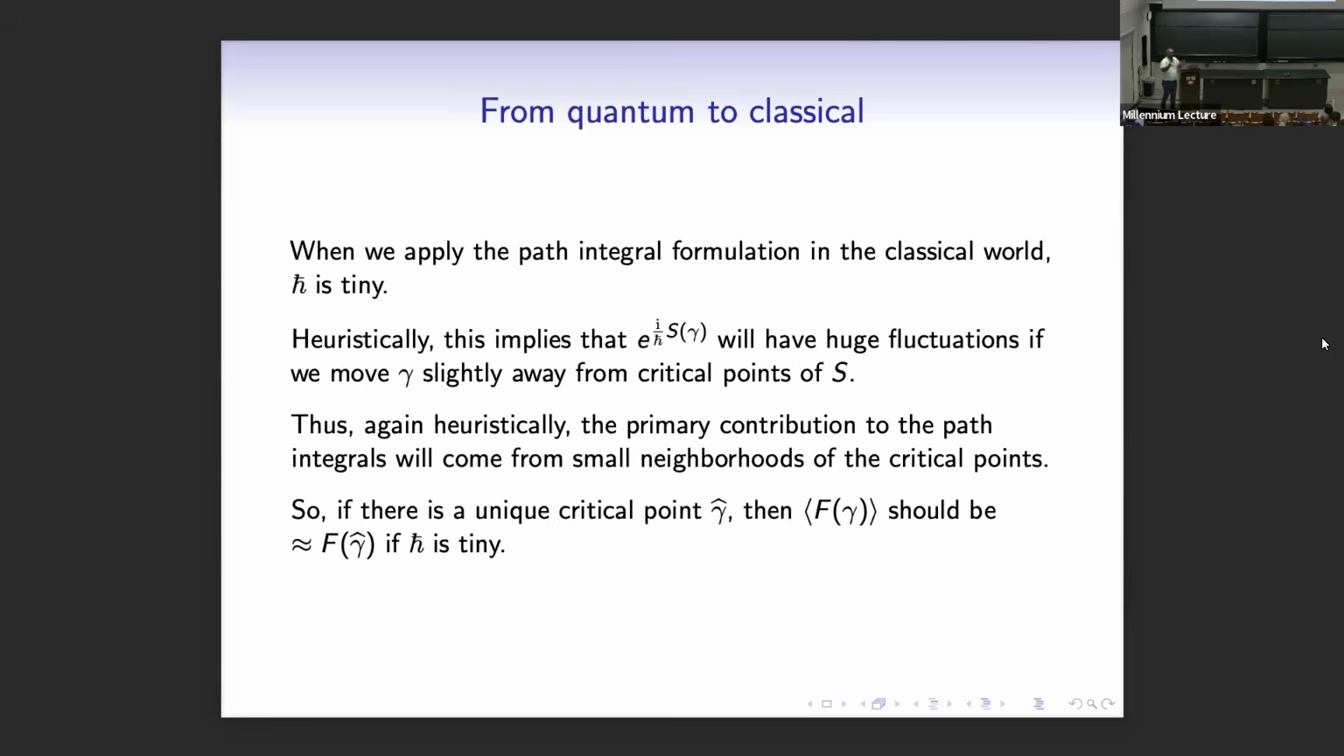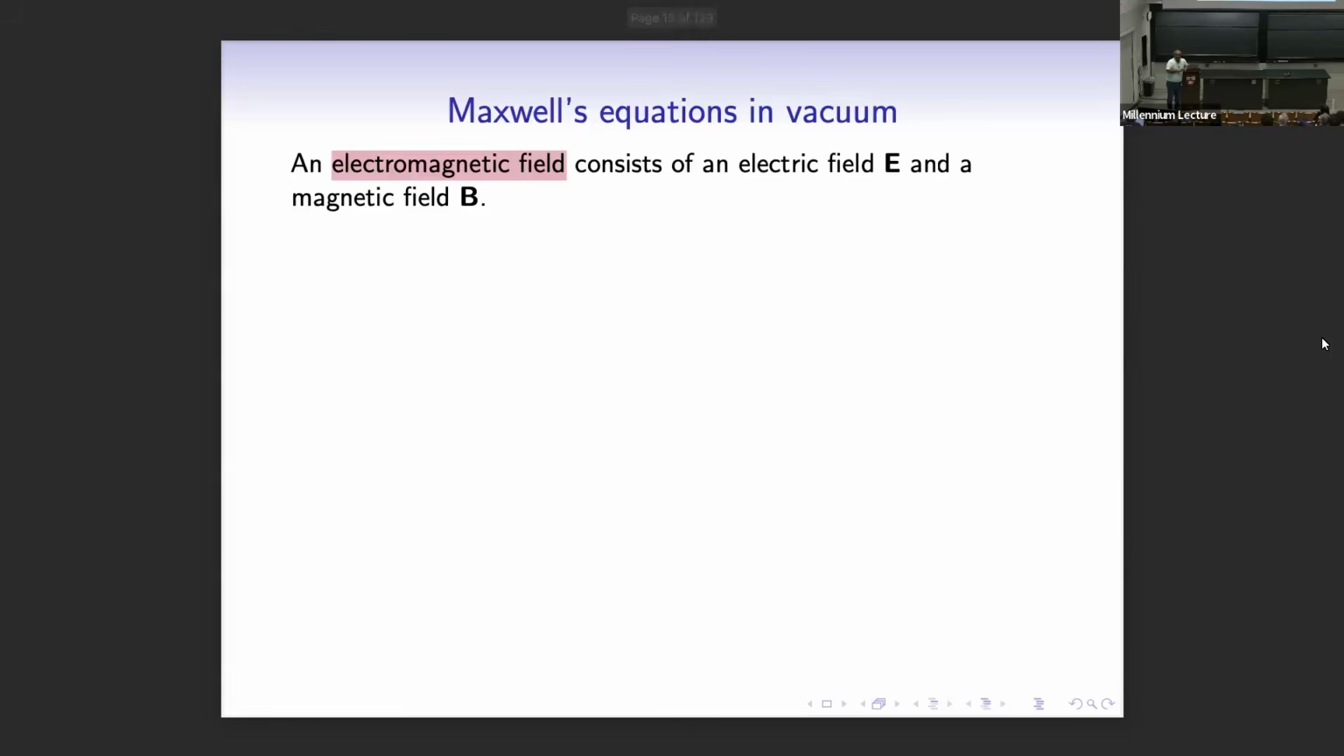Okay, so that's the correspondence, and that's why we don't see quantum effects in our classical world, because you're in a setting where h bar is tiny, and so you don't really see the random fluctuations. You always see the deterministic critical point of the trajectory. Okay, so we'll remember this, and we'll come back to it in a minute.